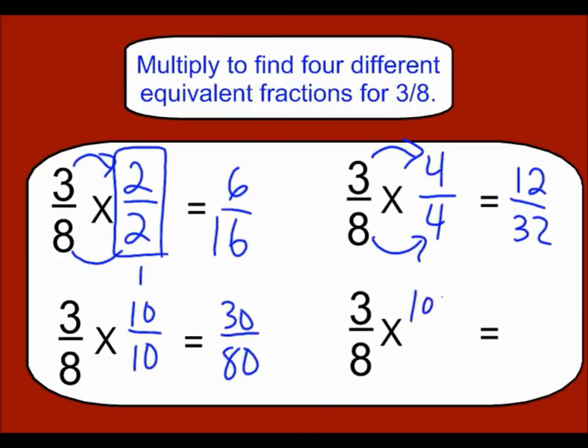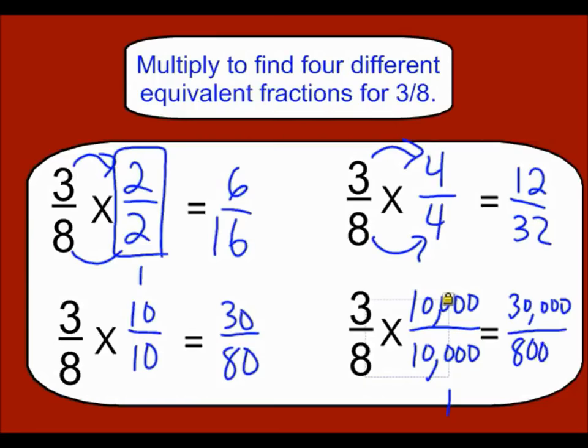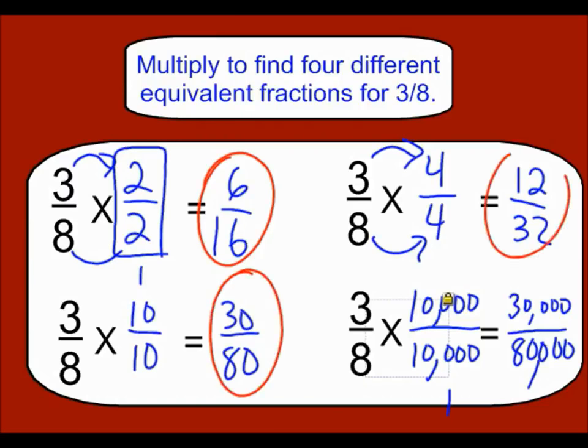And what about if we did 10,000/10,000? Which is equivalent to 1. It's like multiplying times 1. That would give us 30,000/80,000. That's an equivalent fraction to 3/8. So we just made 4 fractions that are equivalent to 3/8.